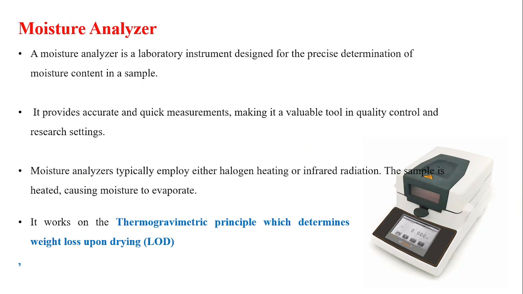Another is moisture analyzer. It is a laboratory instrument designed for precise determination of moisture content in the sample. It provides accurate and quick measurements, making it a valuable tool in quality control. In moisture analyzers, either halogen heating or infrared radiation is used for heating the sample, and this causes the moisture to evaporate. It works on the thermogravimetric principle, which determines weight loss upon drying.